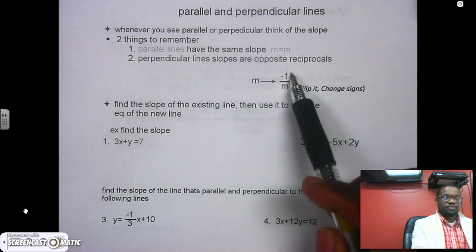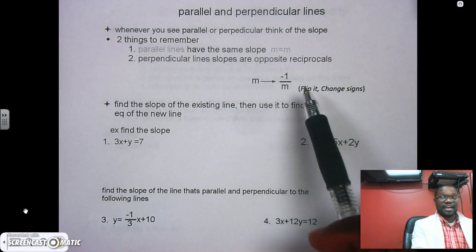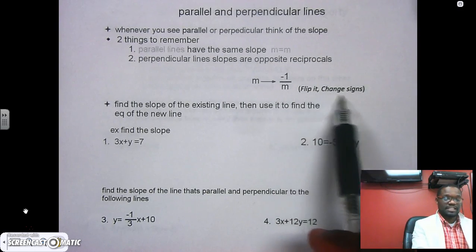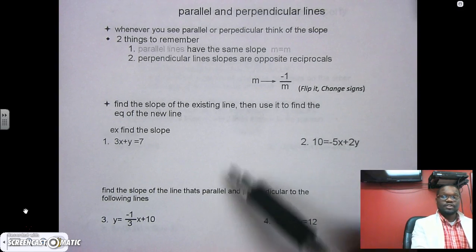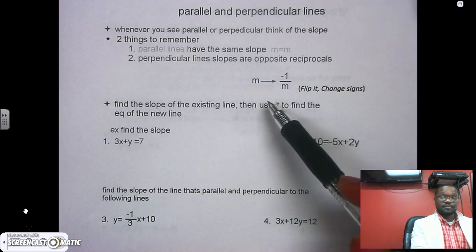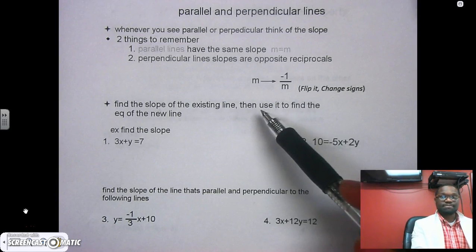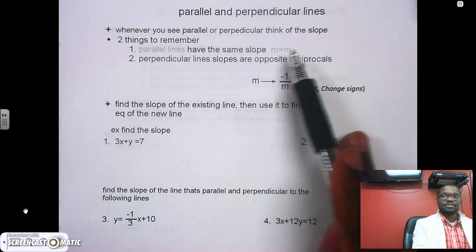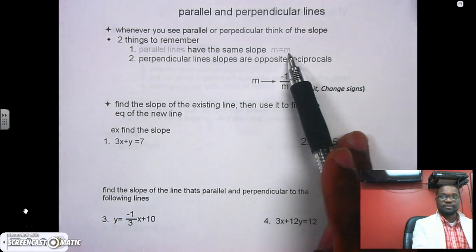If you put a -1 over your slope and put it in your calculator, it'll actually do the reciprocal for you. But it basically says you flip it and change signs, and that's all you're going to do. You take your original slope, you flip it, and then you change the sign. That's how you know you have perpendicular slopes. Parallel lines have the exact same slopes, or the m equals the other m.